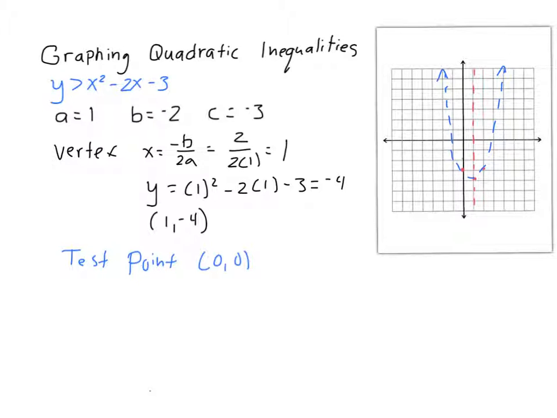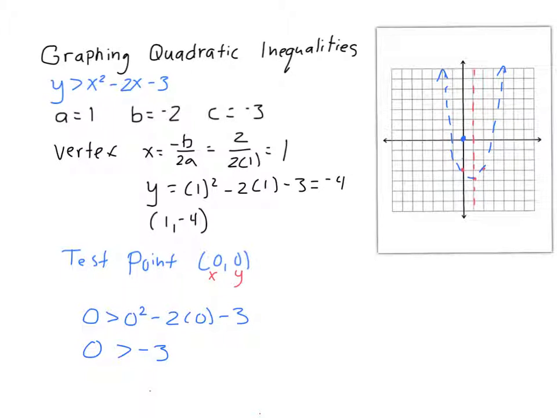So I'm going to go back to my original inequality now and plug in 0 for all the x's and 0 for all the y's. So I'm going to come up here and put in a 0 for this y, a 0 for this x, and a 0 for this x. When I do that, I come up with 0 is greater than 0 squared minus 2 times 0 minus 3. Simplifying that, I come up with 0 is greater than negative 3. That's a true statement. So the point 0, 0 has to be part of my solution set.